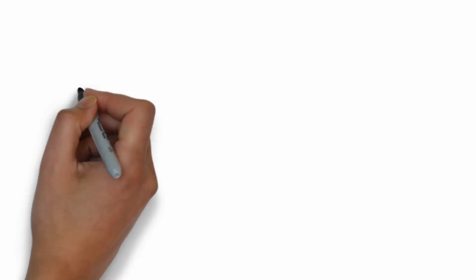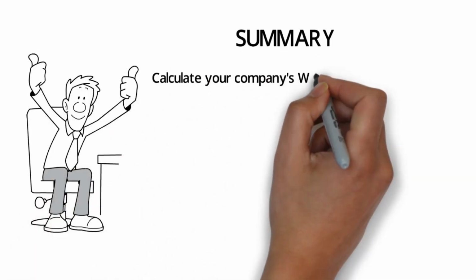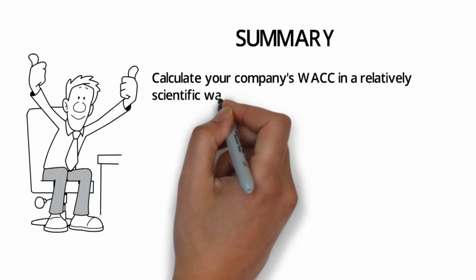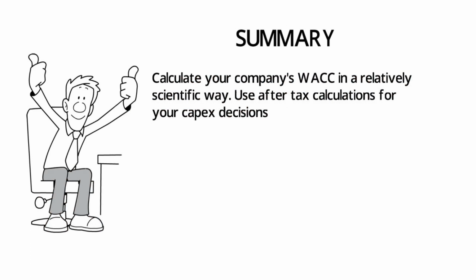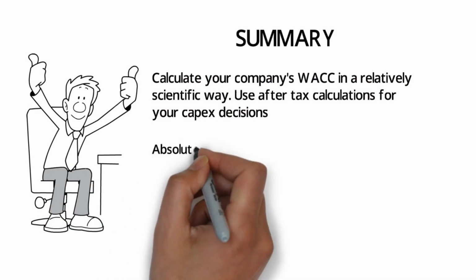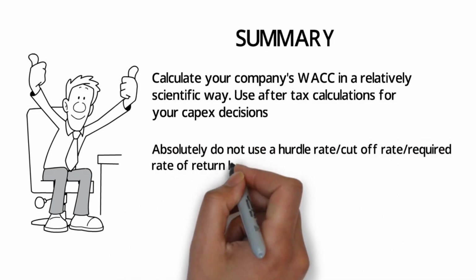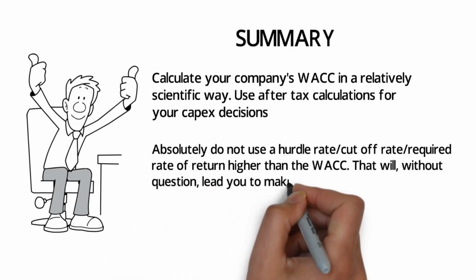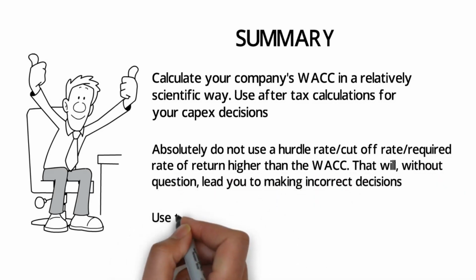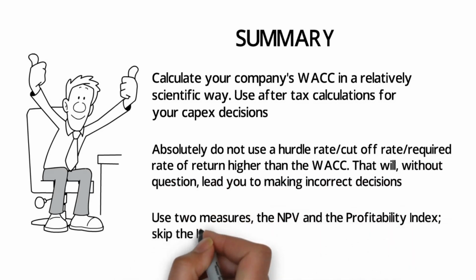That is all for today. We just want to end today's session with a summary. Calculate your company's WACC in a relatively scientific way. Use after-tax calculations for your CapEx decisions. We can email you a text on that if you like. Absolutely do not use a hurdle rate, cutoff rate, or required rate of return higher than the WACC. That will without question lead you to making incorrect decisions. Use two measures, the NPV and the Profitability Index. Skip the IRR measure.